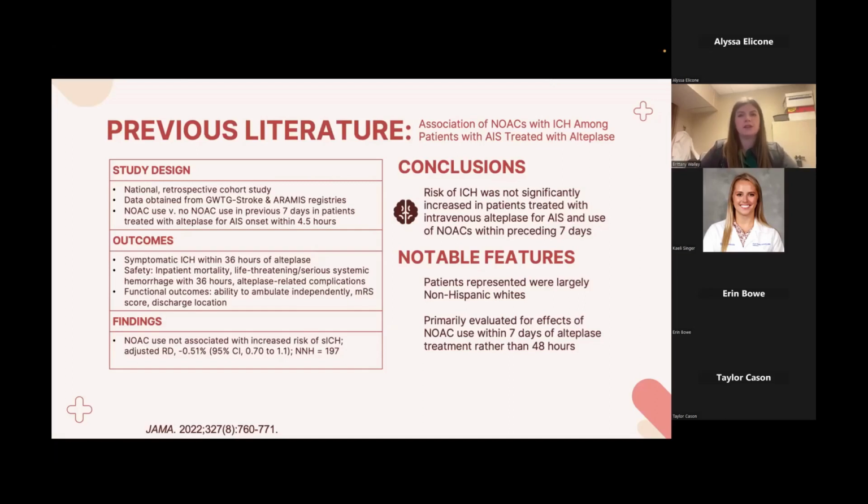Ultimately, this evaluation concluded that an adjusted risk of symptomatic intracranial hemorrhage was not significantly higher in patients who were treated with Alteplase and received NOACs in the previous 7 days. It is worth highlighting, though, that that 7-day time frame doesn't correlate with our current guideline recommendations of 48 hours. So those outcomes may actually be different whenever we compare apples to apples.